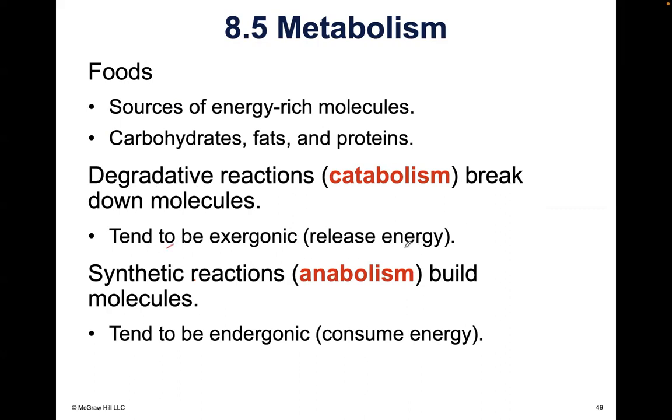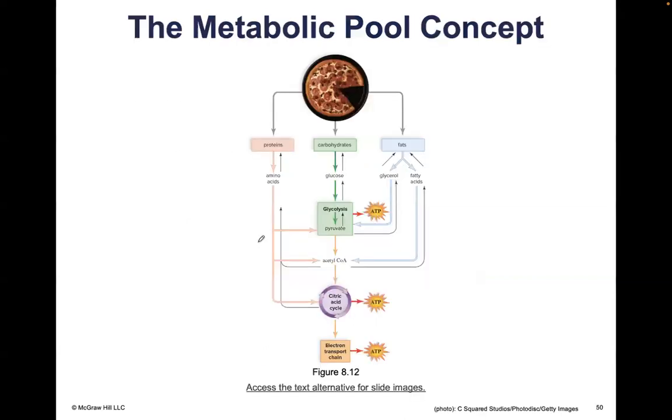In most cases, catabolism tends to be exergonic; it tends to release energy. While the synthesis reaction, which is the production of something, is called anabolism. That builds molecules, and these reactions tend to be endergonic. That is to say, it uses energy before the production of something can happen.